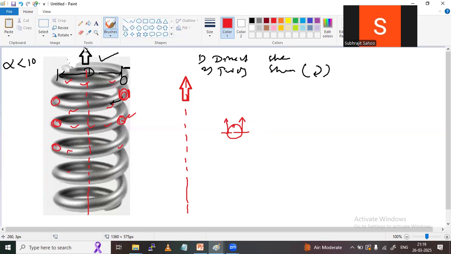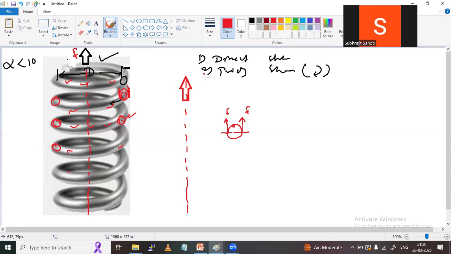What is the load value, sir? Let it be F. So F will be transferred here also, everywhere. I have taken two extreme edges, inner edge and outer edge. So inner edge F, outer edge F. This is direct shear stress.